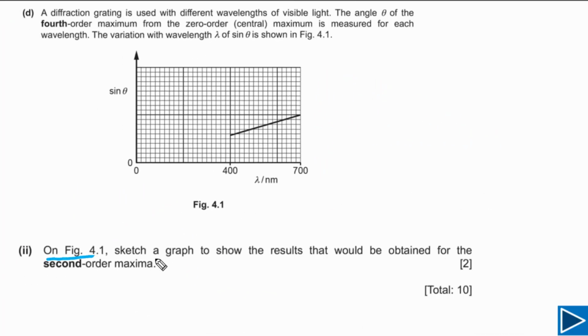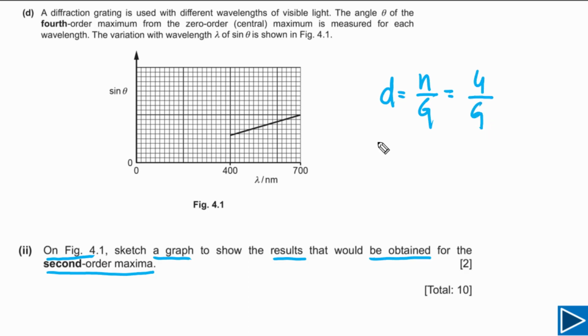For the second part on figure 4.1, we need to sketch a graph to show the results that would be obtained for the second order maximum. So this is quite a straightforward question. If we look at our previous result, we have found d is equal to n over capital G. For the fourth order, d was equal to 4 over capital G. Now from here, if we rearrange, g will be equal to 4 divided by d. Now the question is asking us for second order. So g for the second order will be equal to 2 divided by d. But in this case, we are using the same diffraction grating, so d is the same, meaning the slit separation is the same. If this becomes half compared with 4, it means g also becomes half.